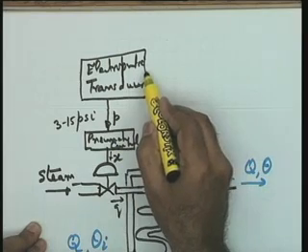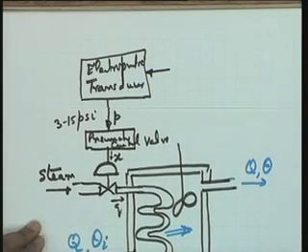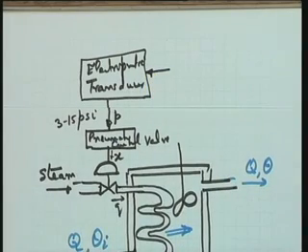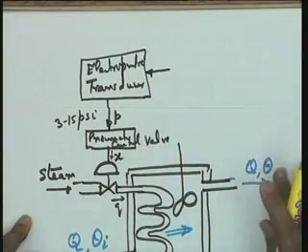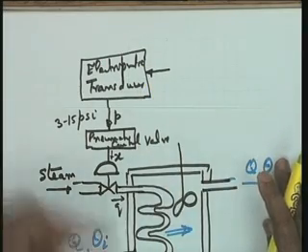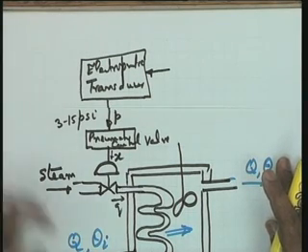Now, this P is being manipulated with the help of an electrical signal. This electrical signal is the signal which is coming from a controller. The controller in this particular case is an electronic controller, which is an op-amp circuit.